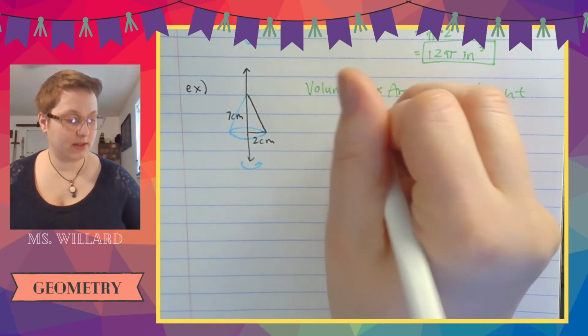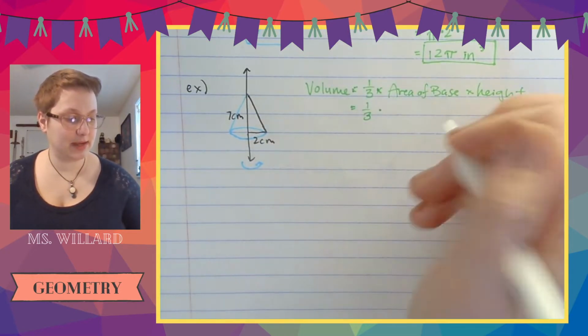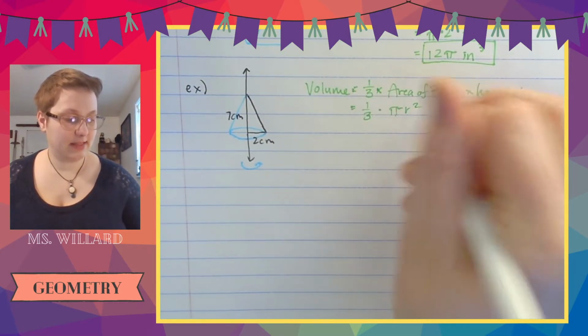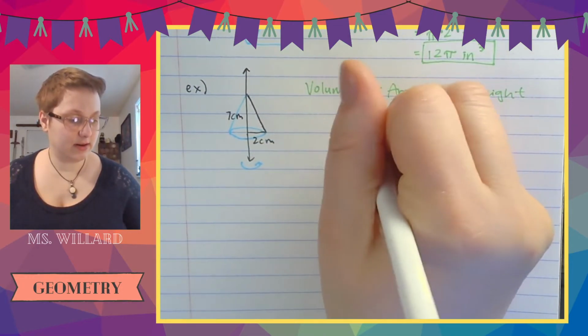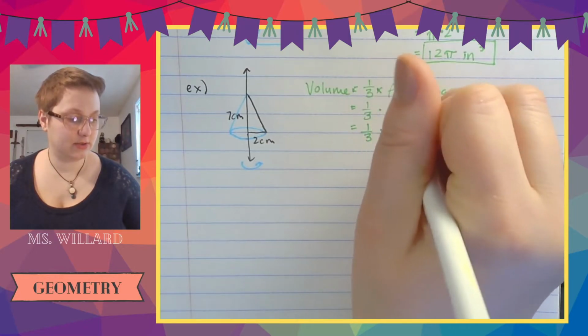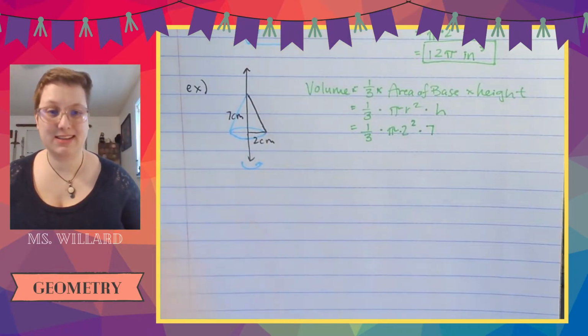So it's going to be 1/3 times the area of the base, which is pi r squared. The height is the 7. So 1/3 pi times 2 squared times 7. This is not going to be a nice number.